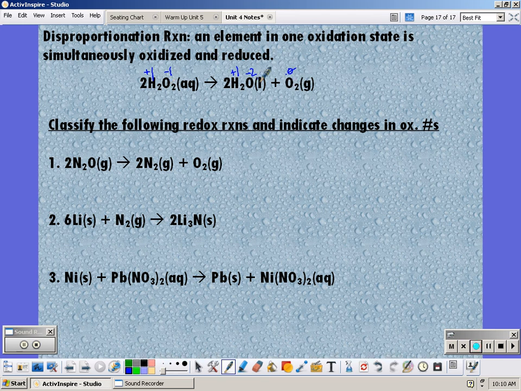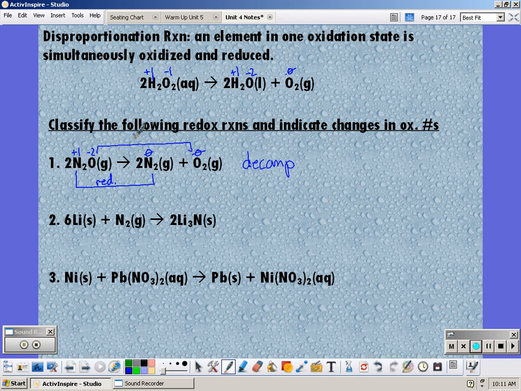Alright, so in these 3 examples, let's figure out what kind of redox reaction is happening and then indicate the changes in oxidation numbers. So our first one would be a decomposition, because we're starting with 1 and breaking it down. Oxygen would start off as a -2, so my nitrogen has to be a +1. And then nitrogen by itself would be 0 and oxygen 0. So my nitrogen is being reduced, and my oxygen is being oxidized.